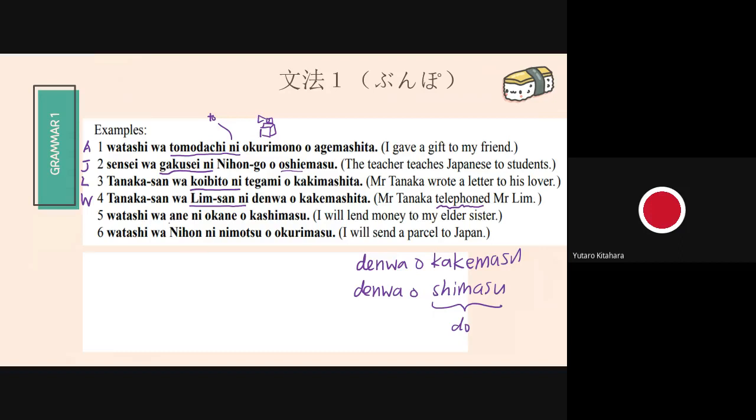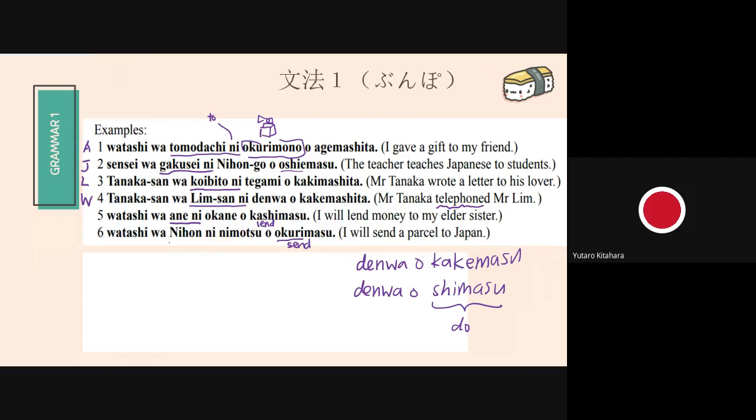Okay, next two, I'll just read to you. Watashi wa ane ni, to my elder sister, okane wo kashimasu. Lend money. Lend money to sister. Watashi wa Nihon ni nimotsu wo okurimasu. I send. You see, okurimasu is send, right? Okurimono is things that you send, which is here, right? Present, or gift. You go Japan, sure have to buy okurimono. Buy present. Nimotsu wo okurimasu.